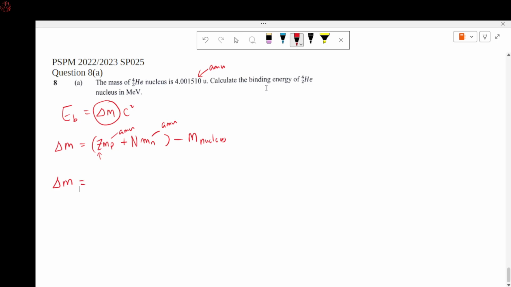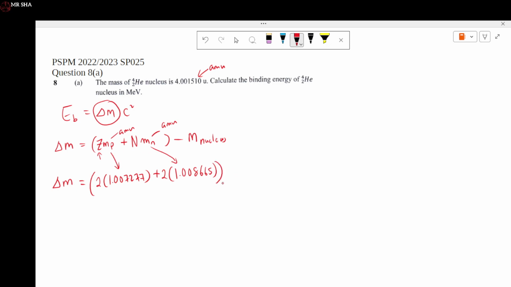If we look at the problem at hand, we'll have 2 protons and 2 neutrons. So I'm just going to substitute the values. We have 2 protons times 1.007277, that is the mass of the proton in AMU. And then we have our number of neutrons times the mass of those neutrons, so it's going to be 1.008665, that's the mass of the neutron.